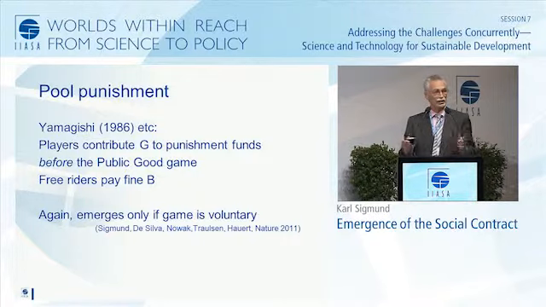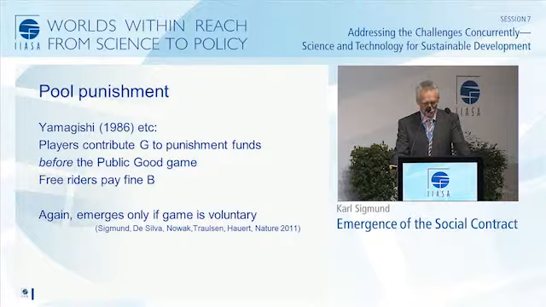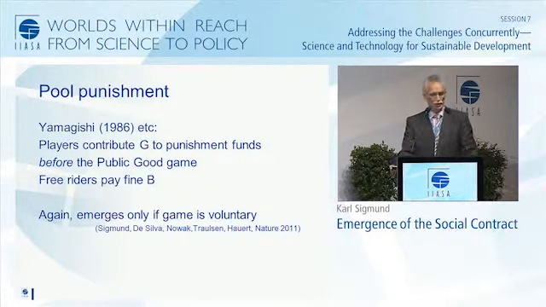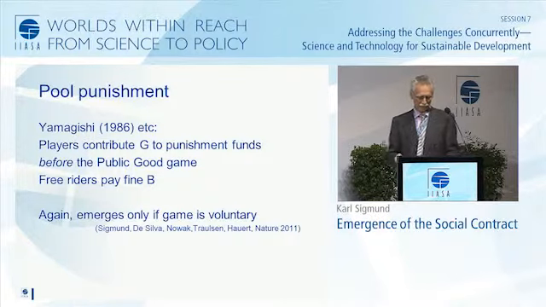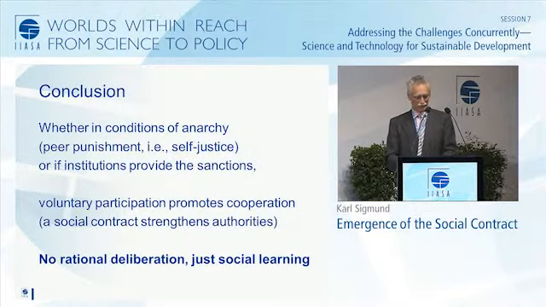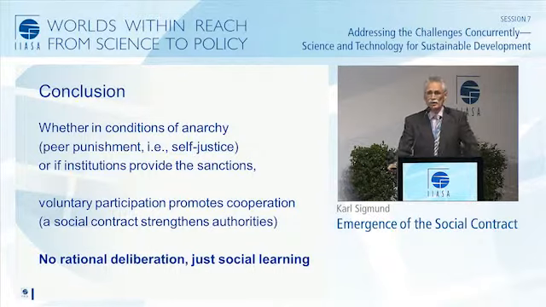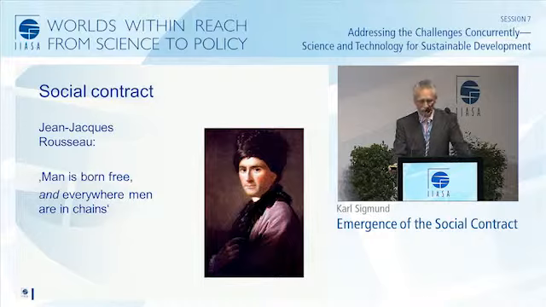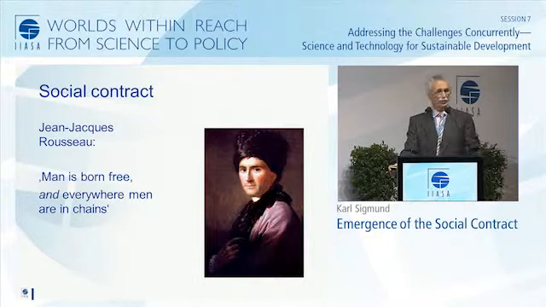The option of abstaining greatly helps the emergence of sanctioning. Voluntary participation works much better than compulsory participation. As the ecologist Hardin said, what we need to overcome the tragedy of the commons is, I quote, mutual coercion, mutually agreed upon, which leads us straight to the social contract, of course. Here, the social contract emerges spontaneously through social learning, no need for higher authority or for deeper thinking.